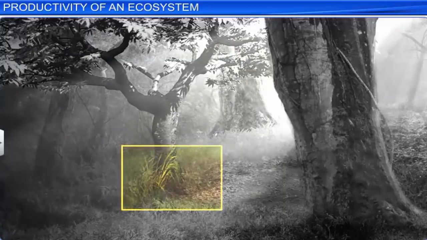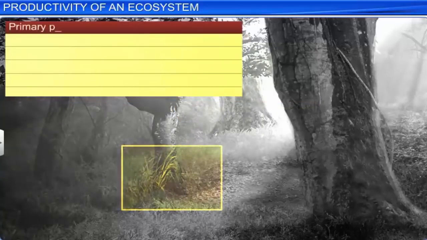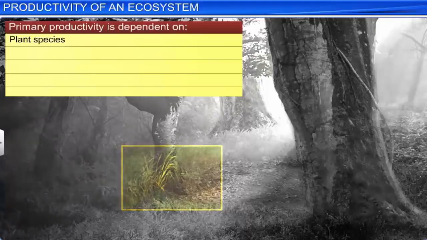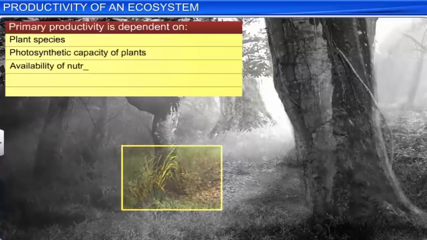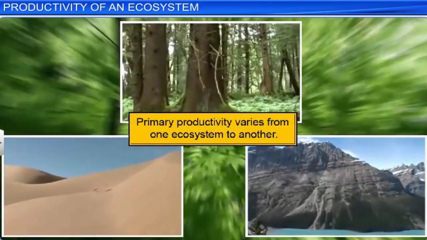To compare the productivity of different ecosystems, it is expressed in terms of weight per unit area and time, that is, gram per meter square per year, or energy produced per unit area and time, that is, kilocalories per meter square per year. The primary productivity of an ecosystem is dependent on the plant species inhabiting the area, and several other factors such as the photosynthetic capacity of plants and availability of nutrients. As a result, it varies from one ecosystem to another.